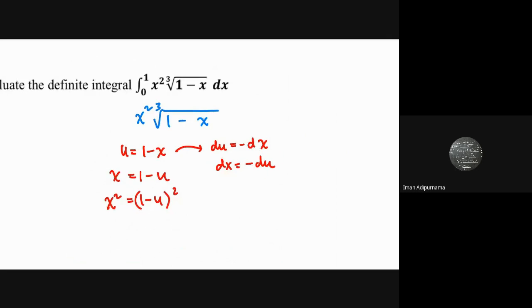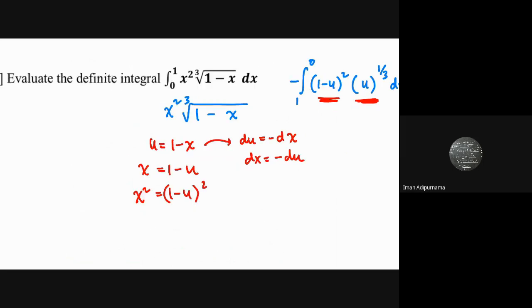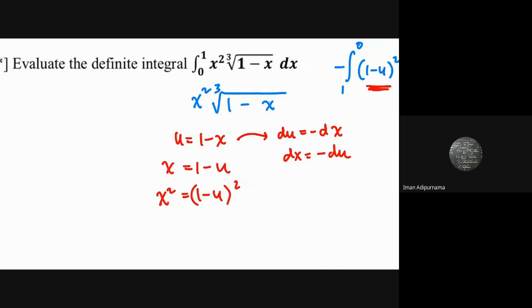Well, it's not really helping, but we can do this as well. So the integration, x squared is (1 minus u) squared, and this is u to the power of 1 over 3 du, and then minus, from 1 to 0. But still, you need to solve it through, I think, integration by parts. But if you think this seems easier, you can do that as well. But let me just use the original one here.